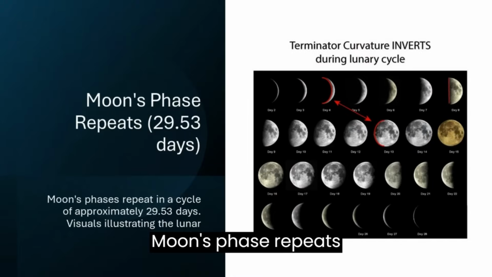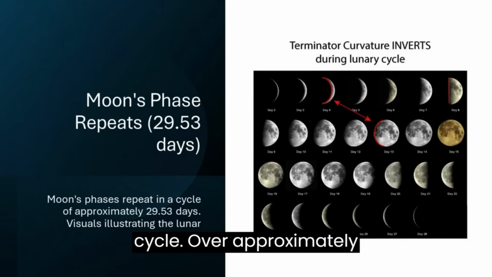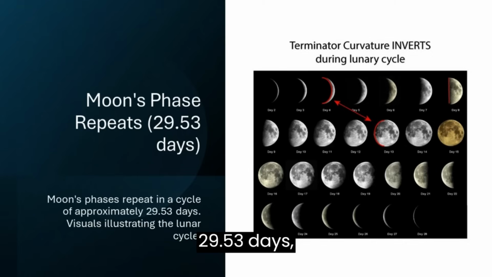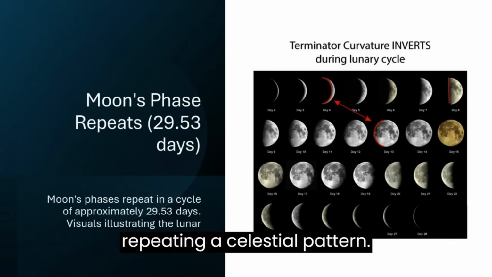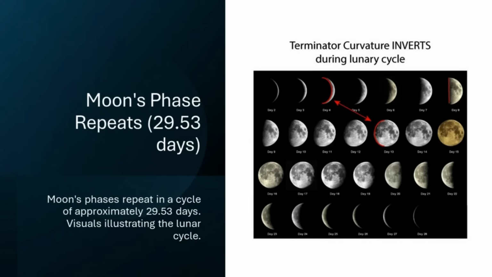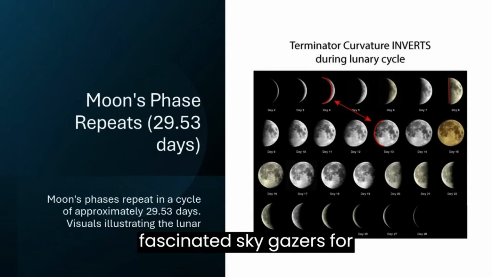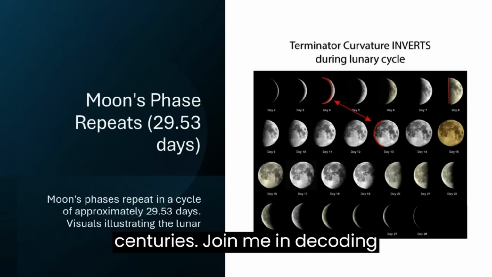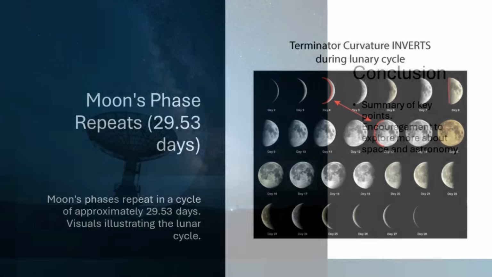Moon's phase repeats, 29.53 days. Dive deeper into the rhythm of the lunar cycle. Over approximately 29.53 days, the Moon cycles through its phases, repeating a celestial pattern. It's a celestial clock that has fascinated sky gazers for centuries. Join me in decoding the mystery of the Moon's phase repeats.